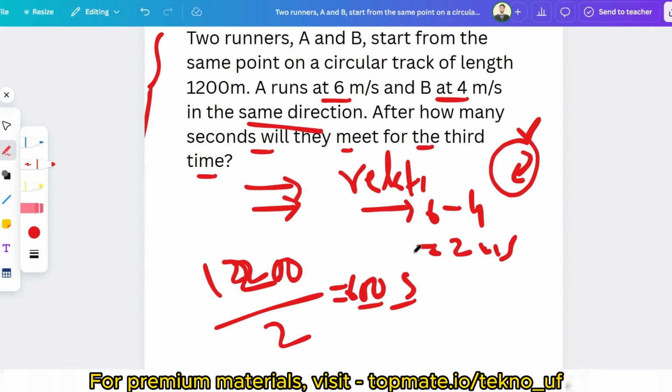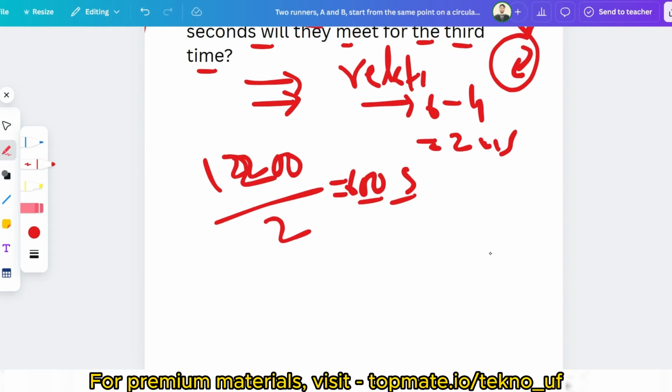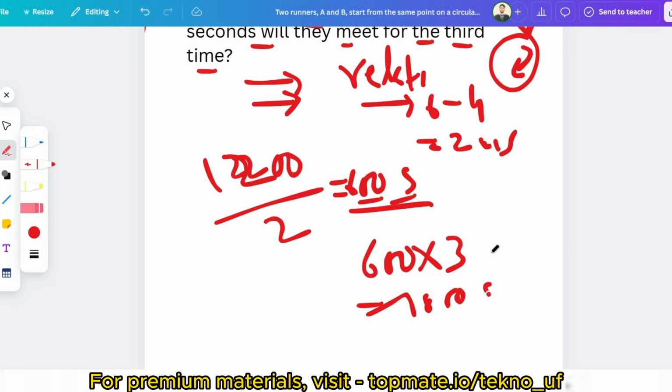The question is, after how many seconds will they meet for the third time? That is 600 into 3. For the first time they meet at 600 seconds, so for the third time it will be 1800 seconds. Okay, so this is the correct answer. I hope you got it.